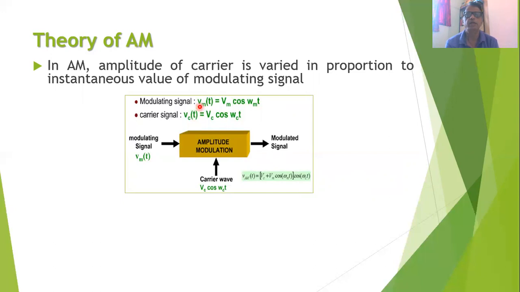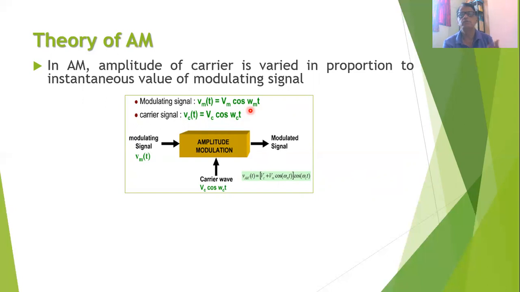Similarly, here V stands for voltage, m stands for modulating signal or baseband signal, and t stands for time. So v_m(t) gives me the modulating signal voltage at any time t, and it can be given by the equation capital Vm cos(omega_m t), where capital Vm is the maximum amplitude of the modulating signal, and this signal is sinusoidal in nature.